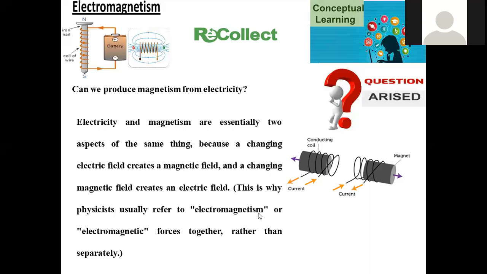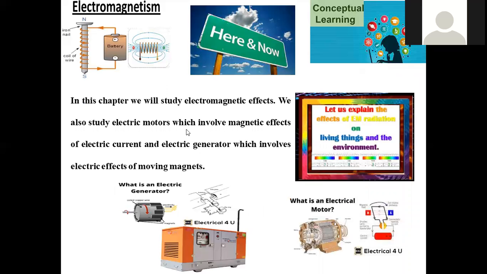So electromagnetism is a new kind of phenomenon which originates from the combined effect of electrical and magnetic fields. These are forces together rather than separate. The electromagnetic effect is a combined effect rather than an individual one influenced by the other. Now, in this chapter, we will study the electromagnetic effect. We also study electric motors, which involve the magnetic effect and electrical current, and the electrical generator, which involves the electrical effect of moving magnets. All these are devices which are applied in our daily life, like the electrical motor and generator.